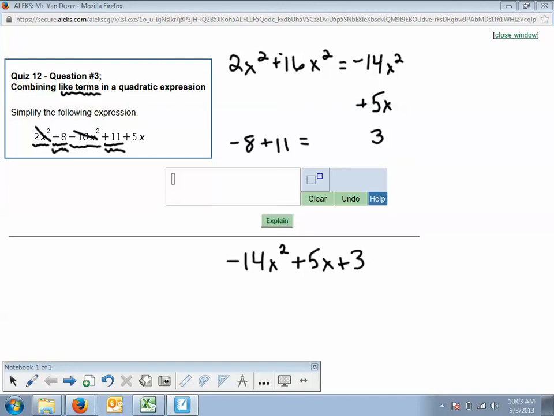If we look, our x squared term is first, and then it goes down from x squared to x to the first, and then we always want to put our constant term last.